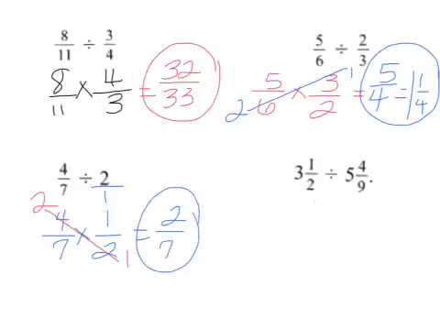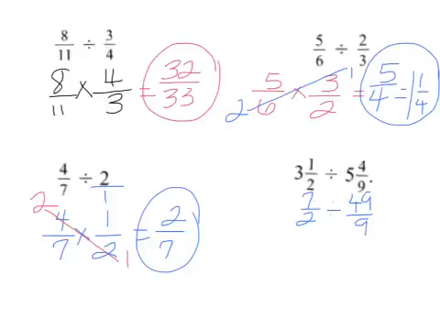And the last one. Here I need to change both of these numbers into improper fractions. I'm going to go ahead and do that first. So 2 times 3 is 6, plus 1 is 7, all over 2. I'm still leaving the division symbol because I'm not going to flip it quite yet. 9 times 5 is 45, plus 4 is 49, all over 9.